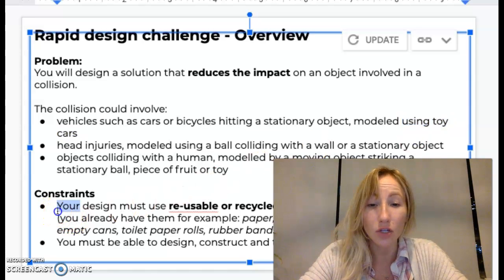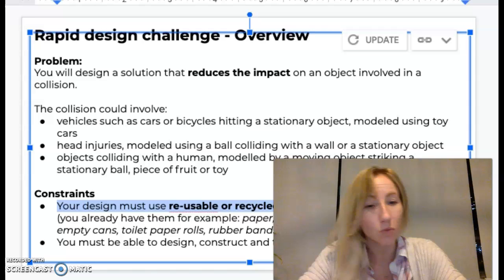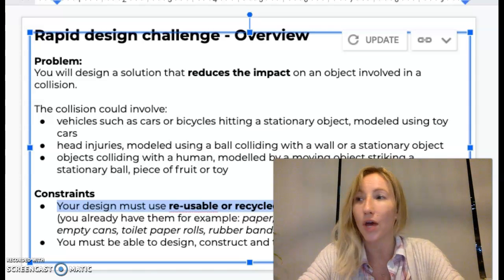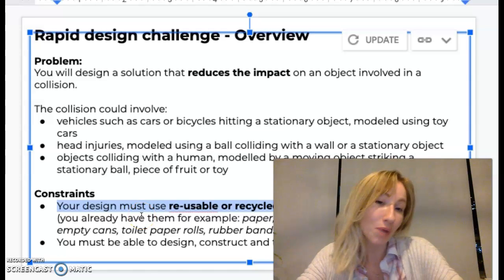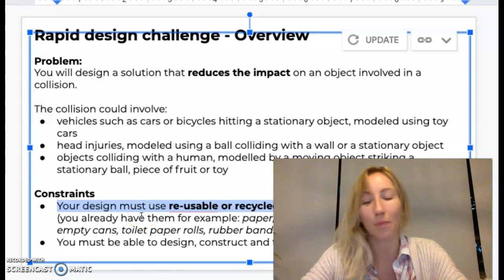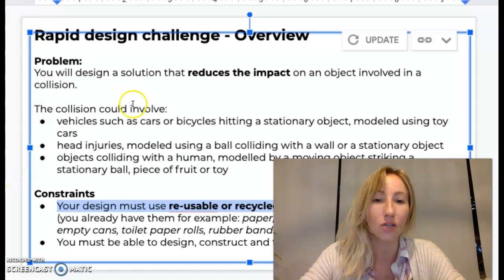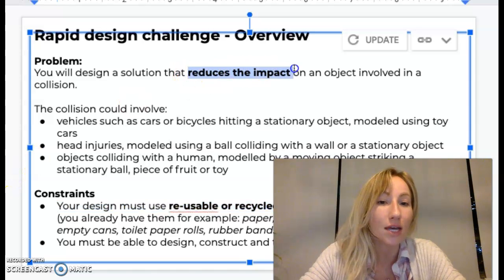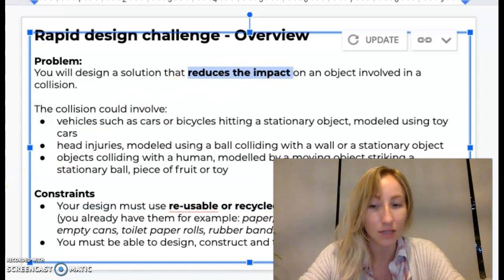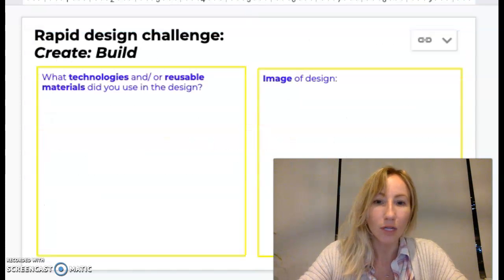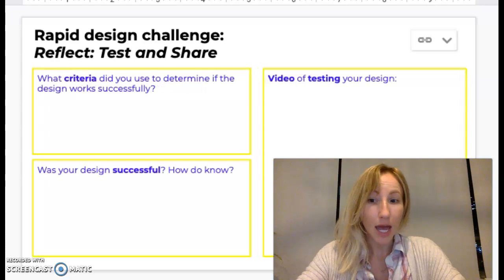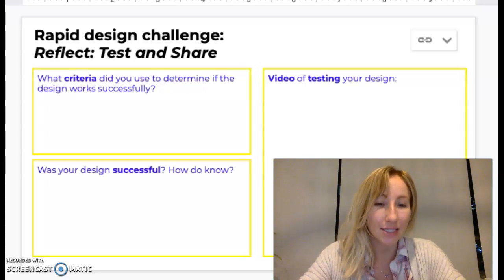And your constraints are that you should be using reusable or recycled materials. So head to your recycling bin and see if you can find some toilet paper rolls or some packaging materials that you can use to reduce the impact on an object that is involved in the collision. You're going to define the problem, you're going to build, and then you're going to test and share.